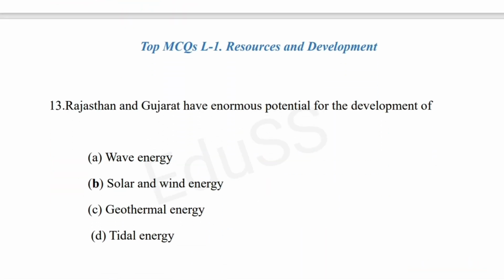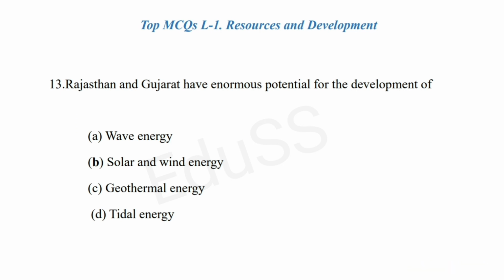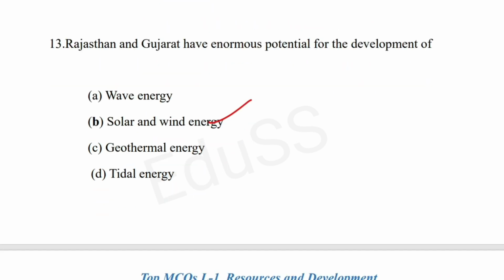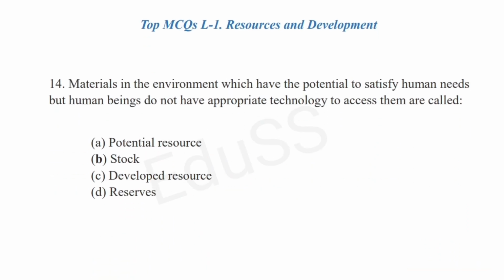Next. Rajasthan and Gujarat have enormous potential for the development of solar and wind energy. Next. Materials in the environment which have the potential to satisfy human needs, but human beings do not have appropriate technology to access them are called. Resources are present in the environment and even they have potential to satisfy human needs, but we do not have technology. They come under stock.